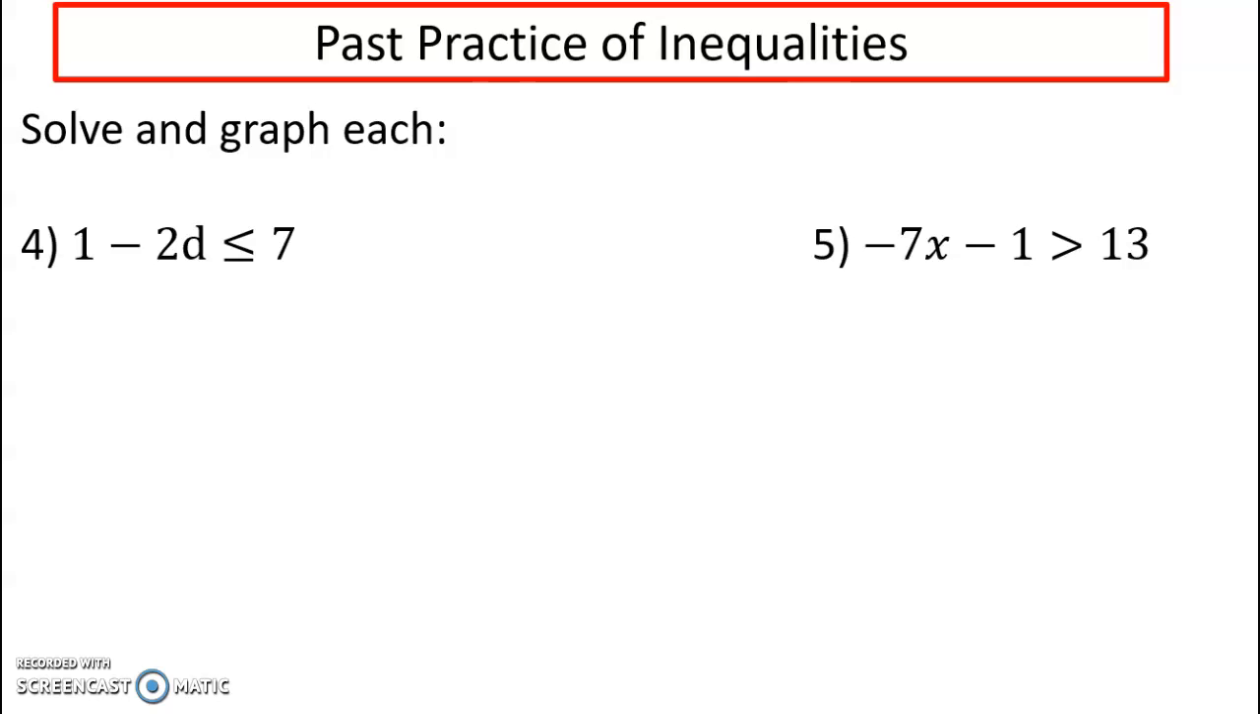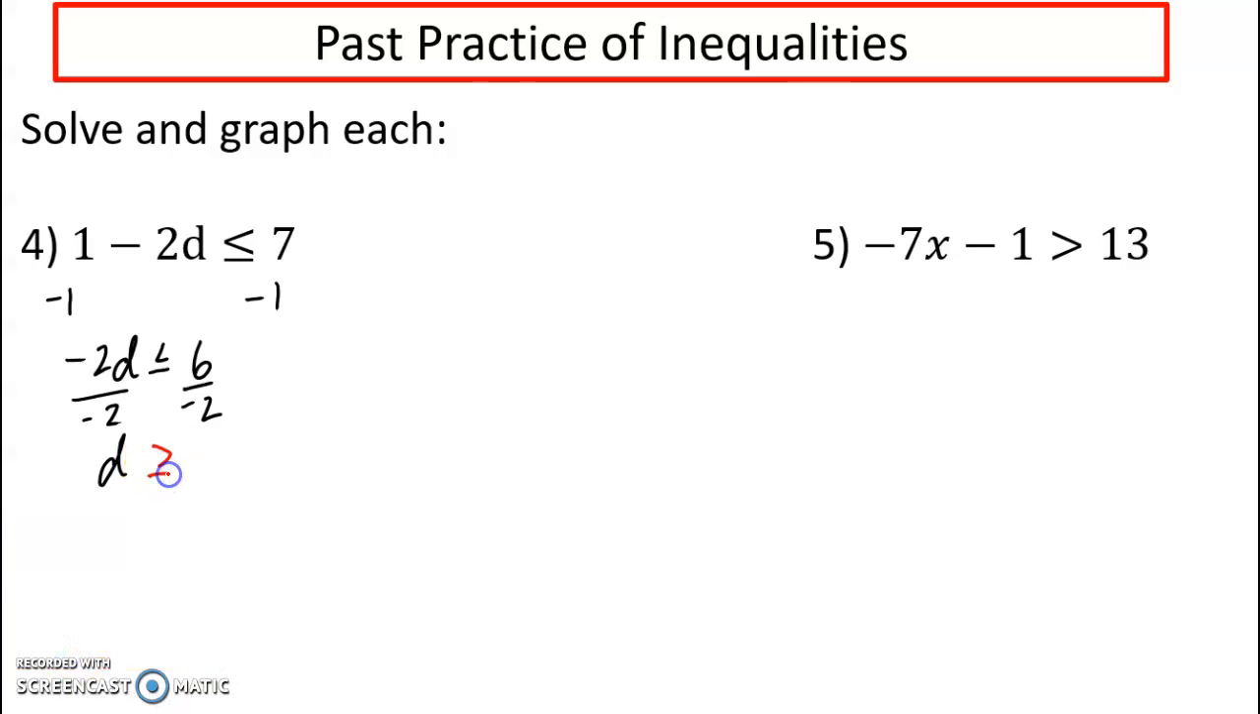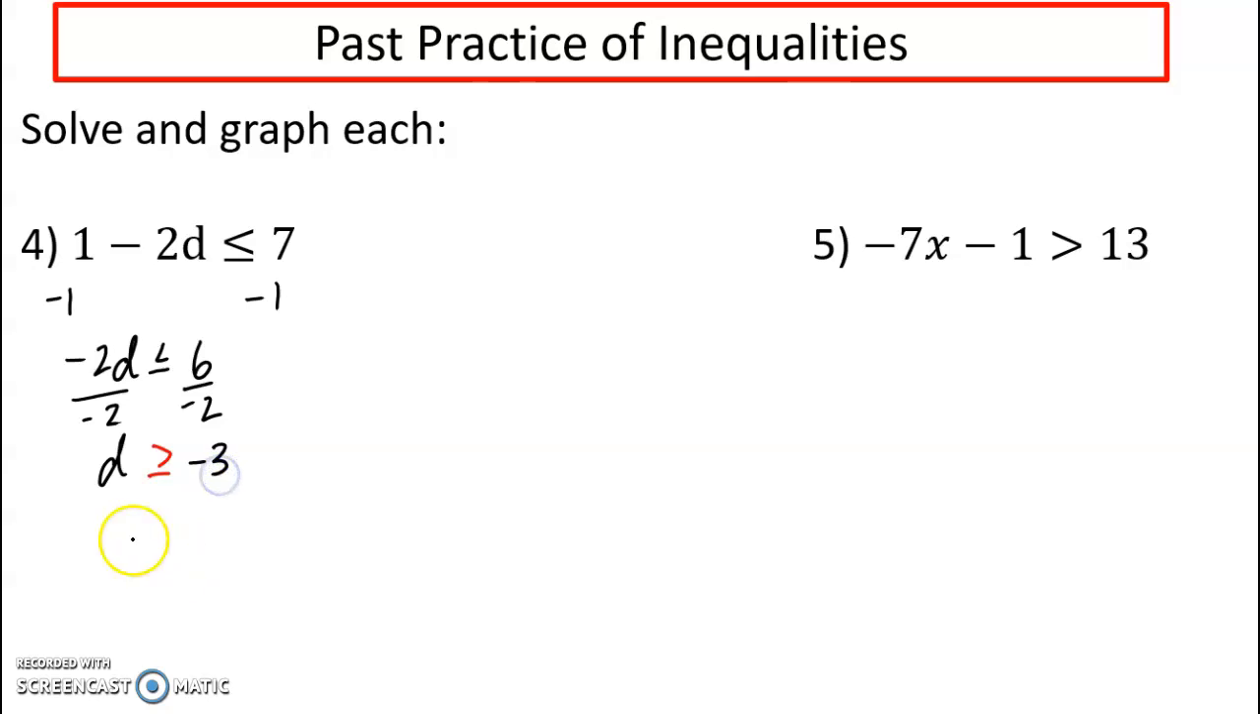All right, so solving for D, first I'm going to subtract 1. Again, even though I'm subtracting, I don't change the direction. But now when I divide both sides by -2, now I get D is greater than or equal to -3. Okay, -3, open circle to the right.